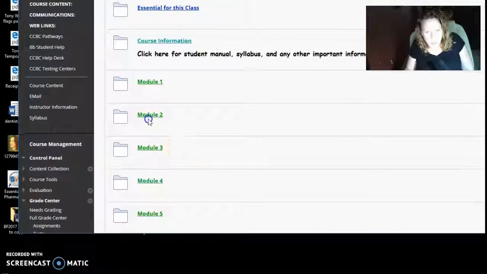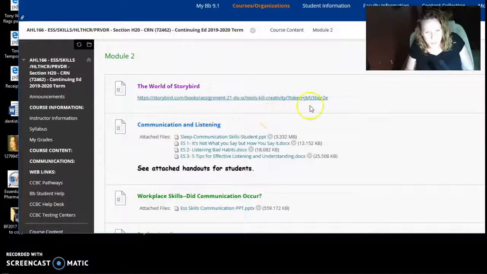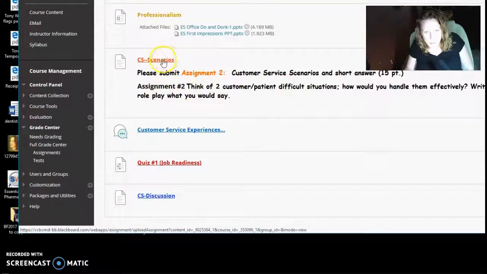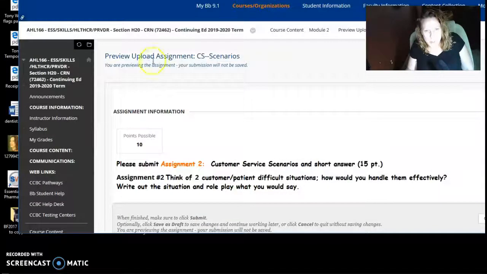All right. So for module 2, you are looking through this stuff. You have assignment 2, so you click on customer service scenarios. So there are 2 different customer service things that you need to do. This one right here is customer service scenarios. And then this one right here is to respond to the discussion board, which you already did. So let's click on customer service scenarios.